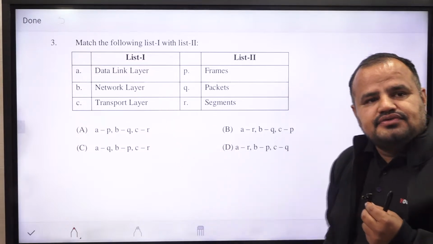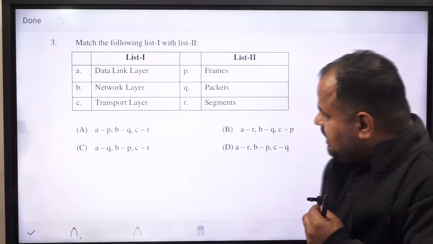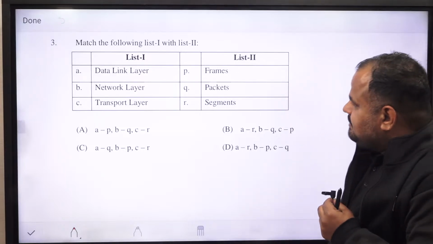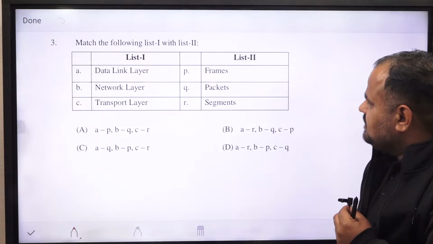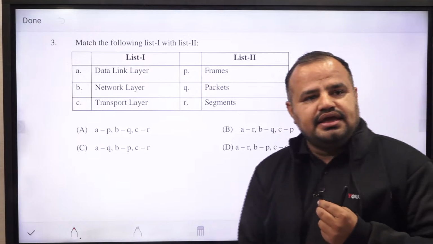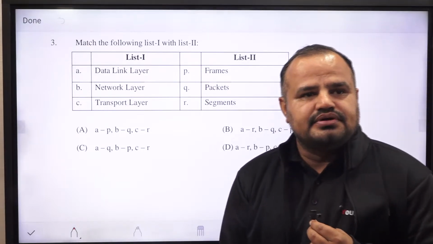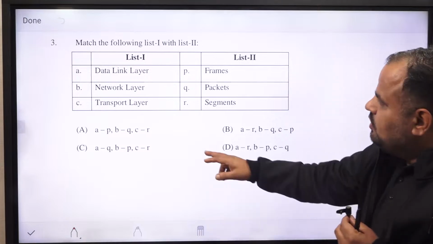Here Tejasvi Devanand is saying A: data link layer, frame; network layer, packet; and transport layer, segment. A, Lucky, very good. Partha, very good. So the right answer is A.